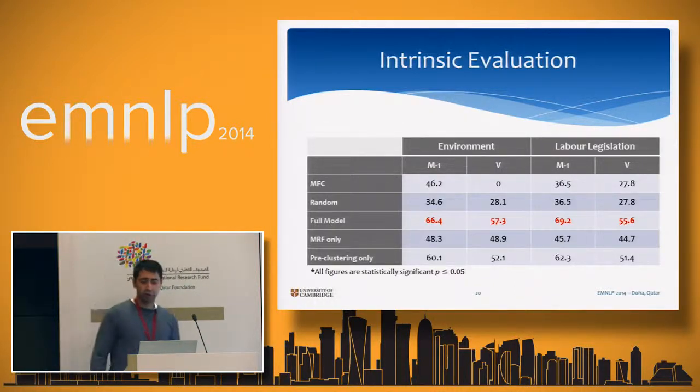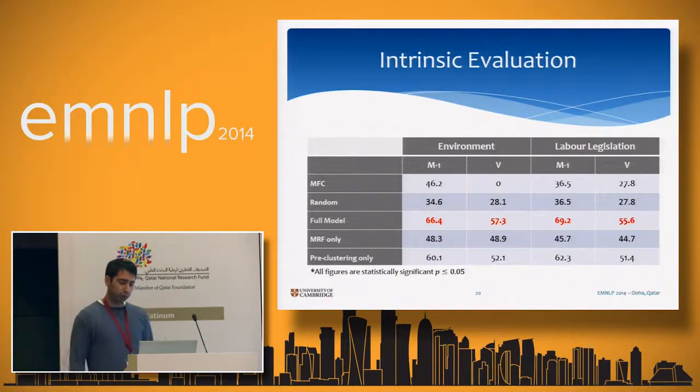So the result shows that our model substantially beat both baselines, and we could also break our model down into two separate components, the MRF and the pre-clustering only. The MRF shows us how our model does using only instance level information, and the pre-clustering shows us how the model works with verb type information only. And we can see that our full model benefits from having both, MRF only and pre-clustering only, as you can see in the third row.